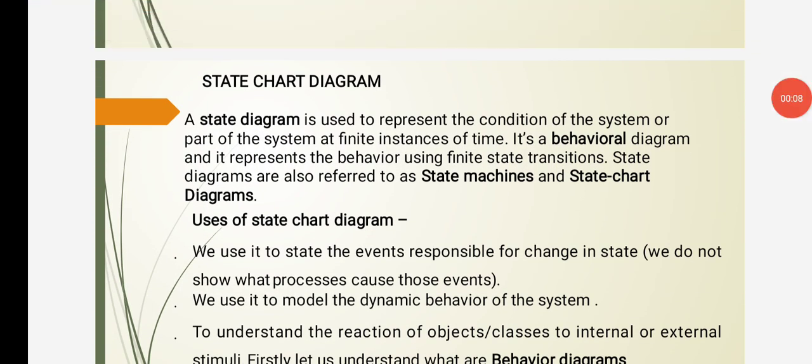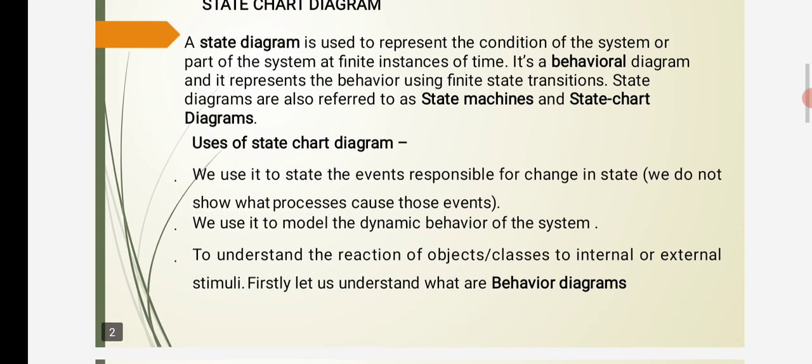State chart diagram. A state diagram is used to represent the condition of the system or part of the system at finite instances of time. It is a behavioral diagram and it represents the behavior using finite state transitions. State diagrams are also referred to as state machines and state chart diagrams.